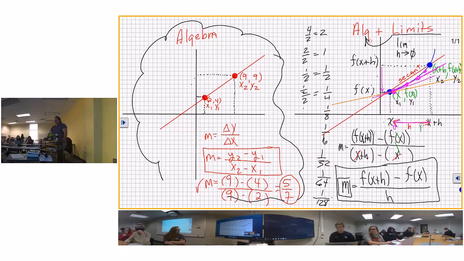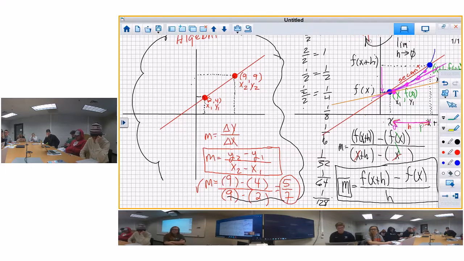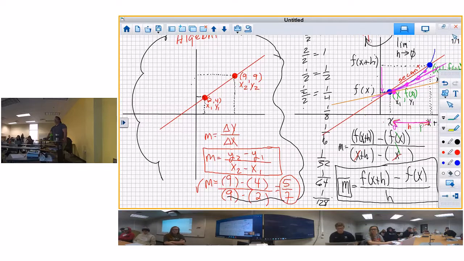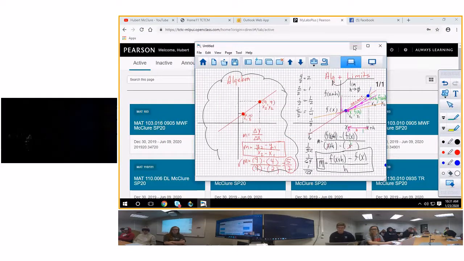it with a curve. Well, I'm getting there. Hold on a second. There we go. I'm hitting the wrong buttons. No comments, please.